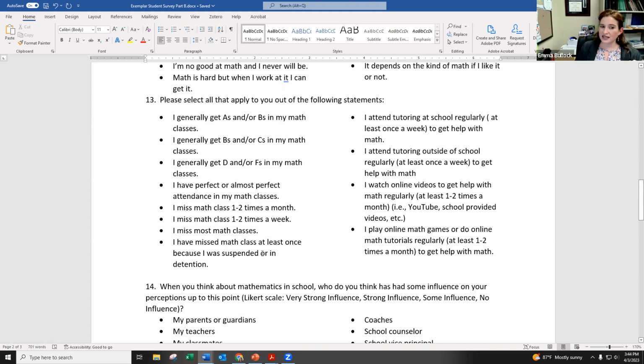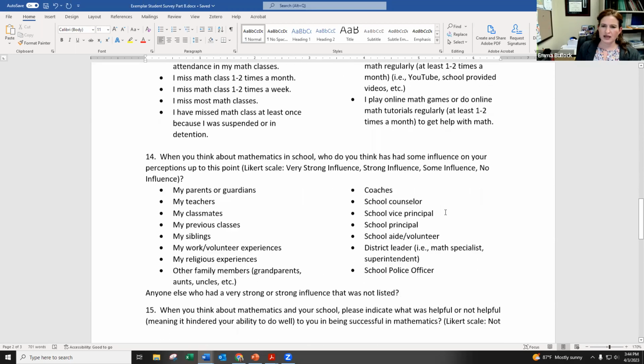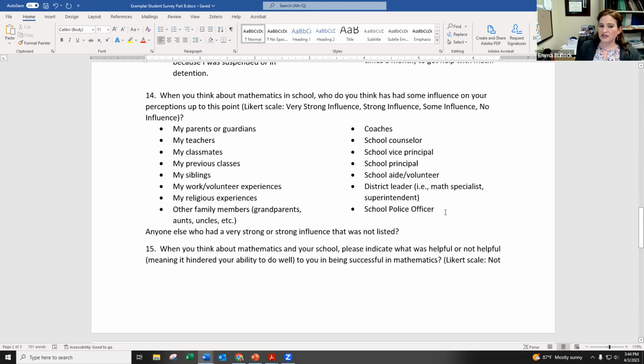Then we had some information about their achievement, their attendance, and how they utilize resources. So here are some statements that they could select that may or may not describe them. Now we want to get into some of these second order influences. When you think about mathematics in school, who do you think has had some influence on your perceptions up to this point? You could do a Likert scale, very strong to no influence.